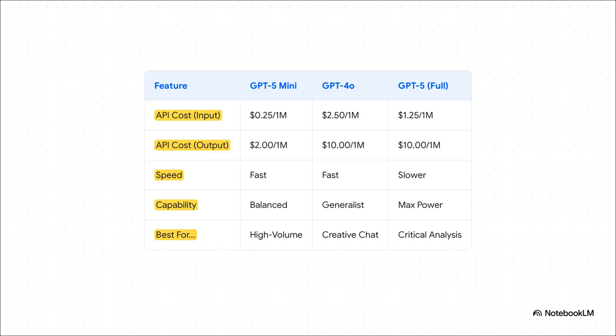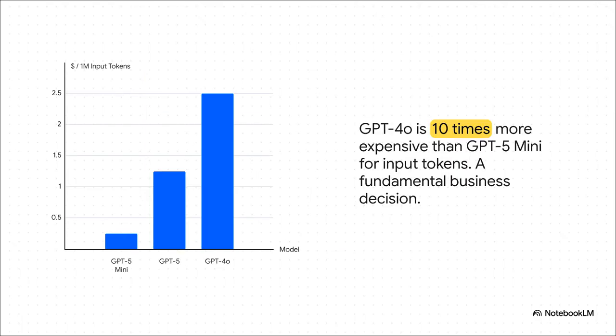So yeah, GPT-4o is still fantastic for your general creative stuff, and GPT-5 is the undisputed king for heavy-duty analysis. But GPT-5 Mini carves out this super important niche for itself: high-volume, cost-sensitive projects where you absolutely need speed. Looking at it this way, the cost savings are just staggering. For input tokens, GPT-5 is 5 times more expensive than Mini, and GPT-4o? A full 10 times more expensive. If you're building something that's going to make millions of API calls, picking Mini isn't just a tiny optimization, it's a core business decision.